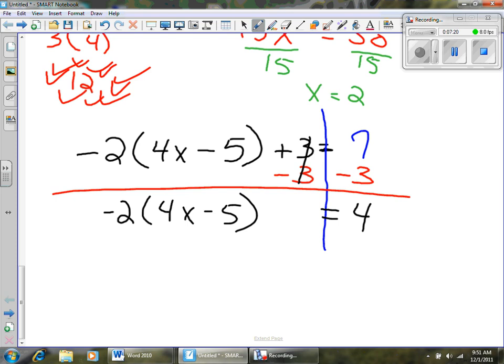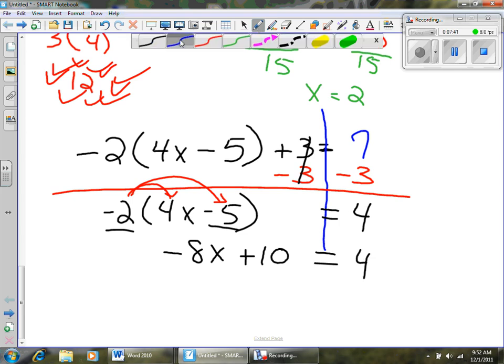Next, I will distribute. It's time to distribute. Pass candy out to everybody in the row. Shoop, shoop. Don't leave anybody out. They'll be mad at you. All right, negative 8x plus 10. Why is it plus 10? Because it's a negative 2 times a negative 5. I said the word negative twice. All right, that's going to equal 4 because nothing happened on that side yet.